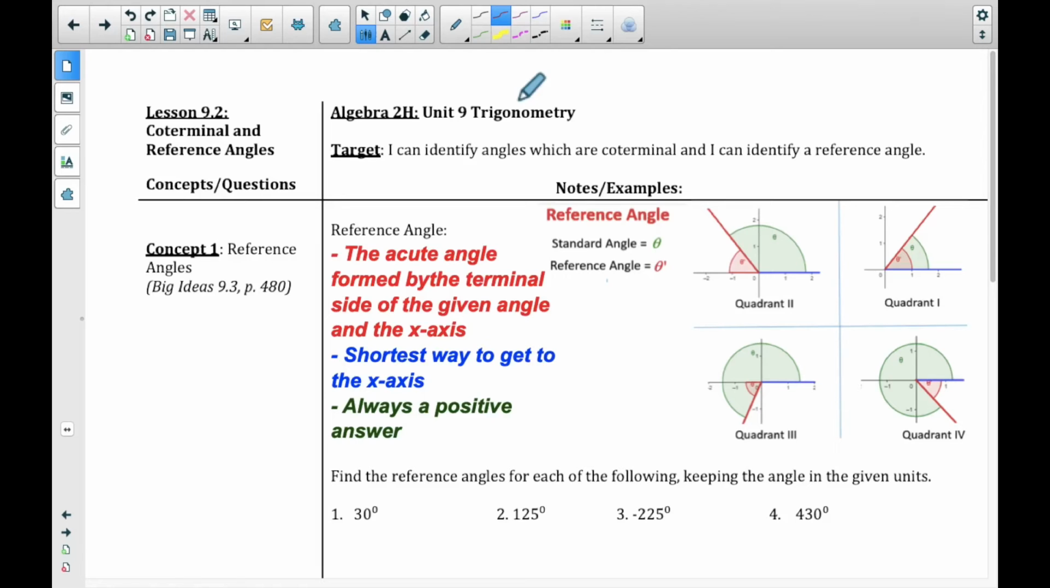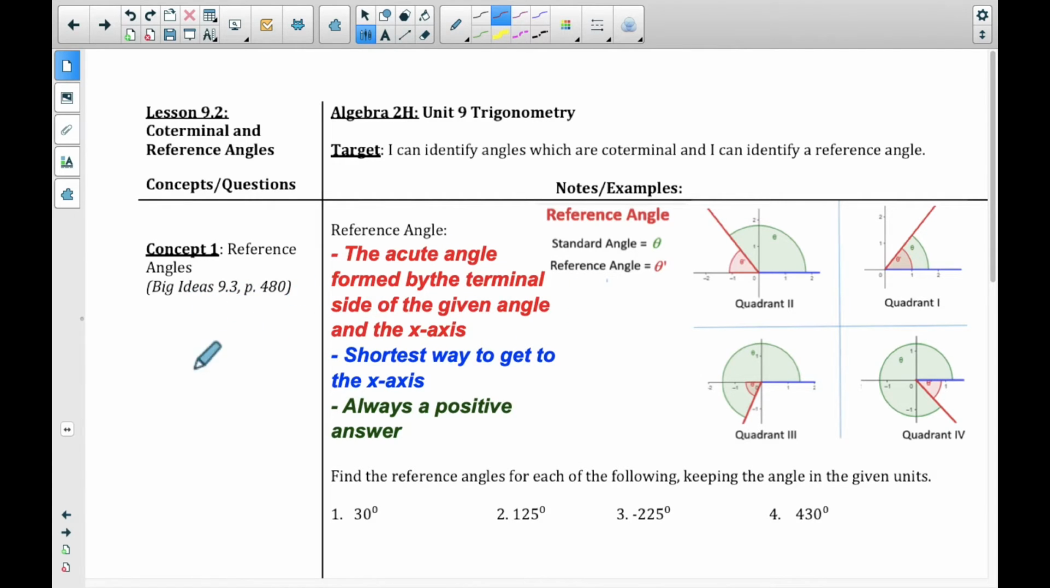Hi guys, we're going to continue our discussion about trigonometry, and we're going to be talking about coterminal angles and reference angles. Over here I have a screenshot. I just grabbed this off of the internet. Once again, if you Google reference angles, you can probably find a billion of these. But what we want to talk about are reference angles and coterminal angles. We're going to start with reference angles.